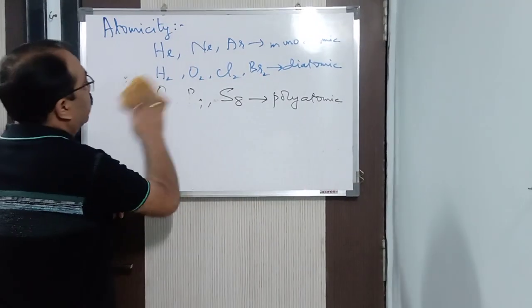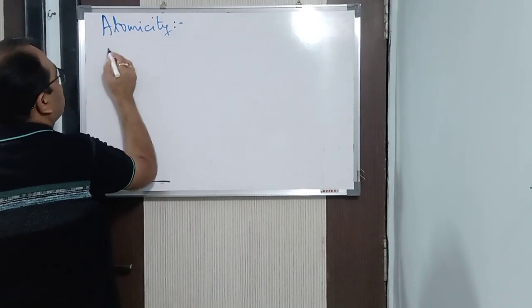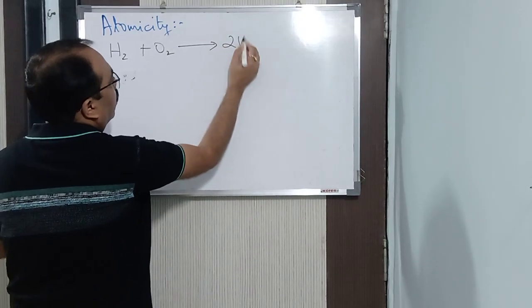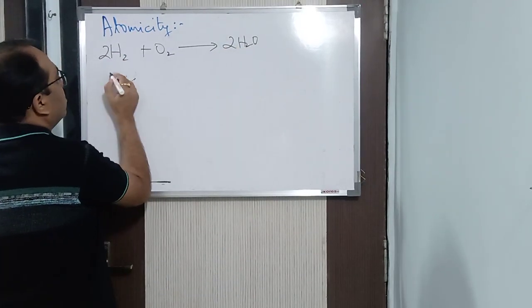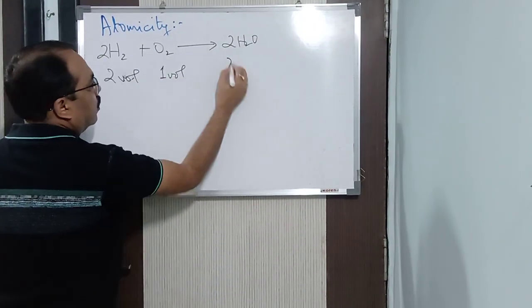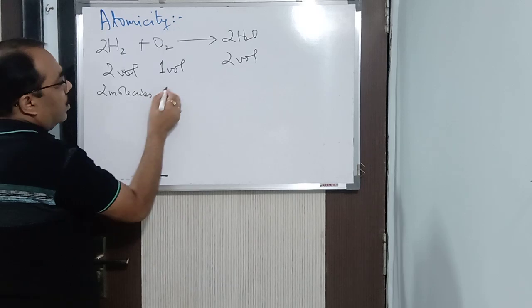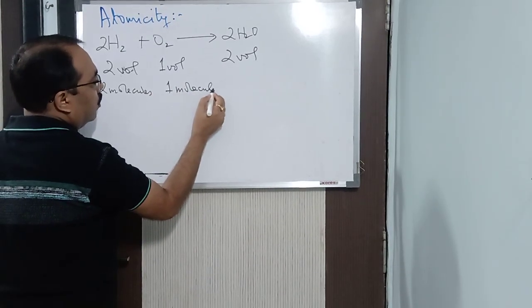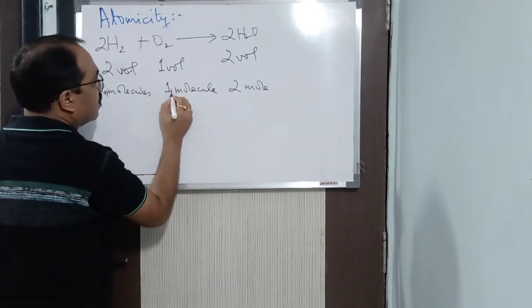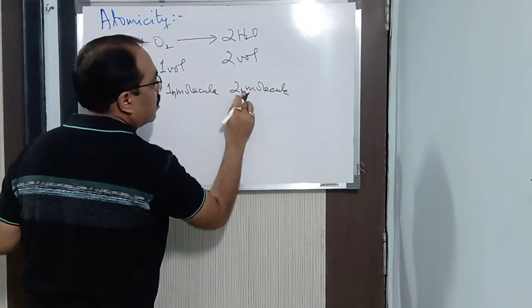We have already seen in Avogadro's law that hydrogen combines with oxygen to form water. Let us say 2H2 plus O2 gives 2H2O. This is 2 volume, this is 1 volume, and this is 2 volume. So here it is 2 molecules, here 1 molecule, and here 2 molecules. Rather, I should say 2n molecules, 1n molecule, and 2n molecules.